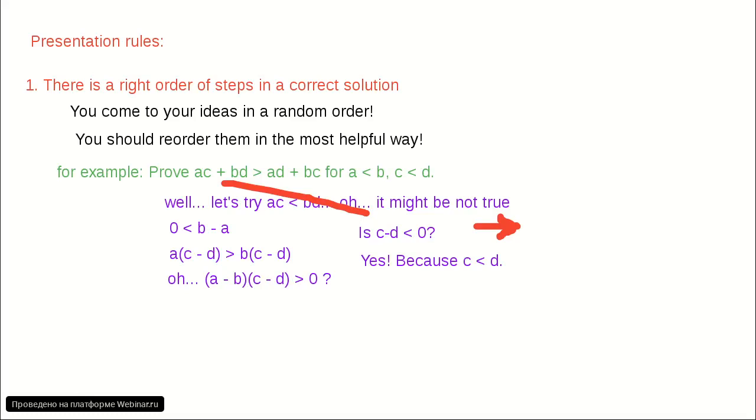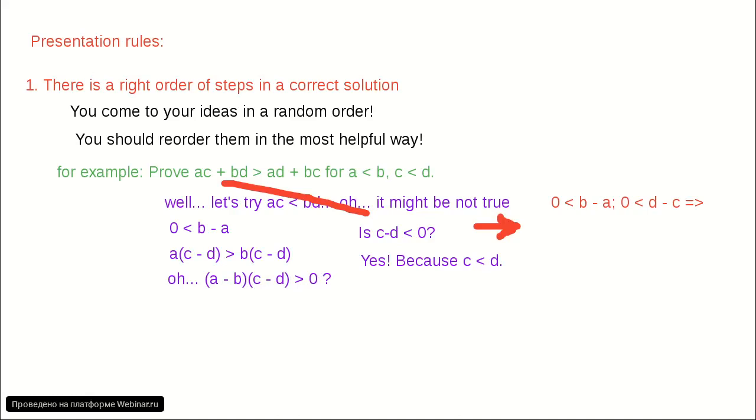So it should be changed to something like 0 is less than b minus a, and 0 is less than d minus c. So that's why a minus b times c minus d is greater than 0, because if we take opposites of these two positive numbers, it means that it is a product of two negative numbers.